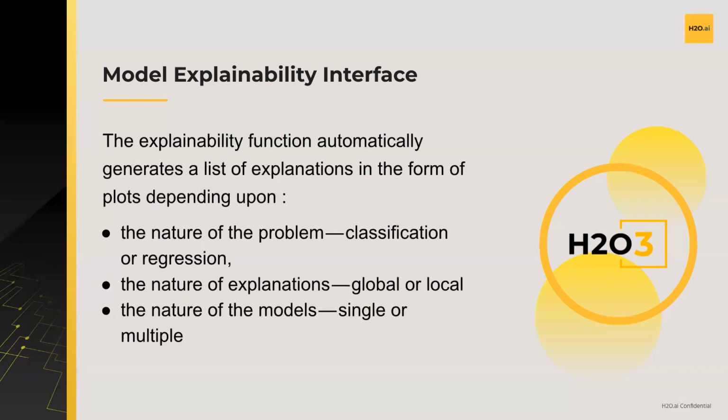Now, the best part of using the model explainability interface is that there's a single function. It will automatically generate a list of explanations depending upon three important things. What is the nature of the problem, whether it's a classification or a regression problem? What is the kind of explanation that you desire, whether it's global for the entire model or for a specific data point, or local? And what is the nature of the models? Did you train a single model or an ensemble of models? So depending upon these three points, you are going to get a list of explanations.